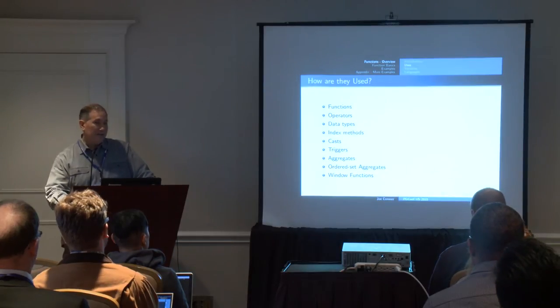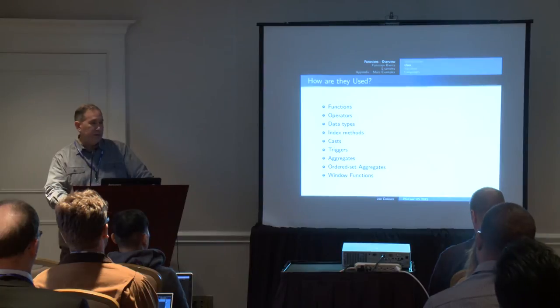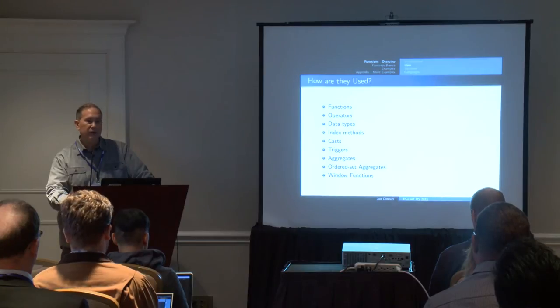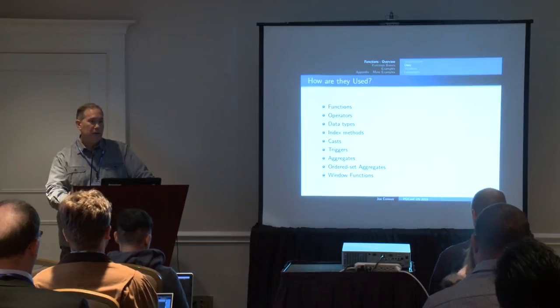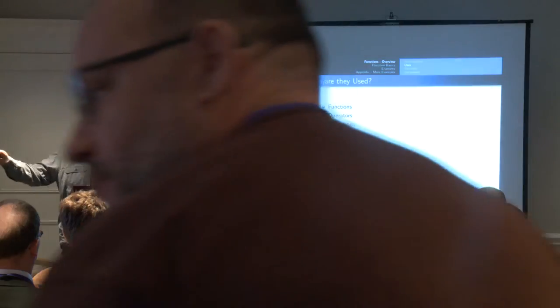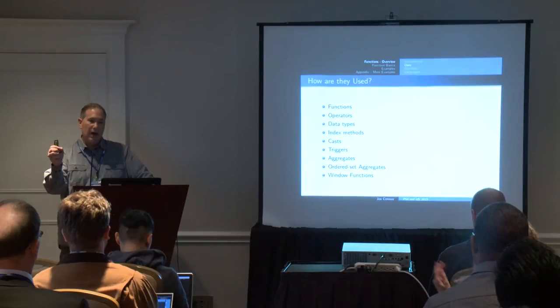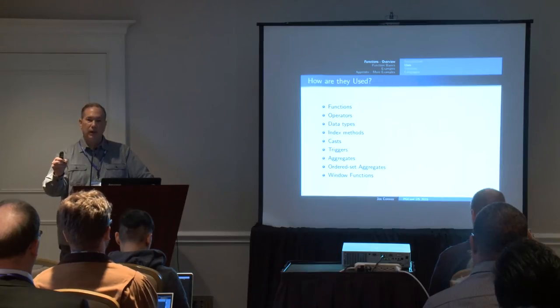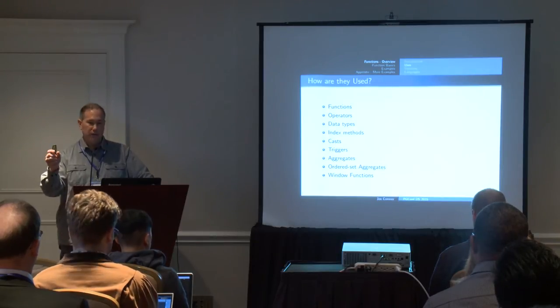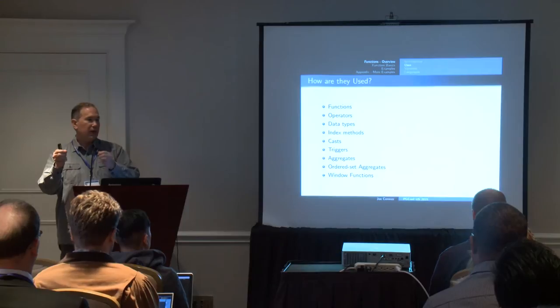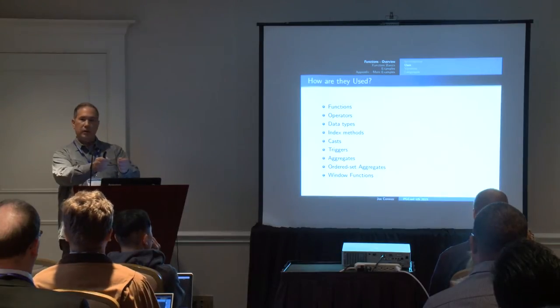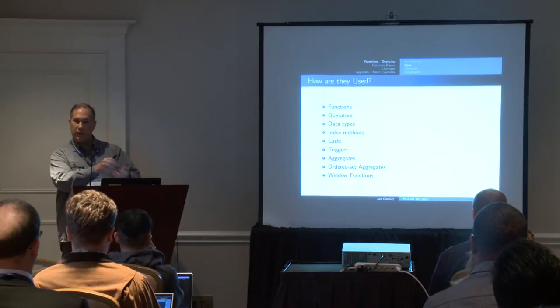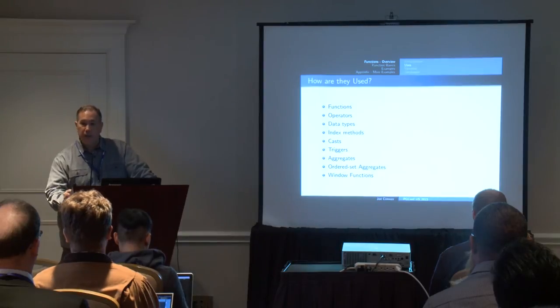This is not an exhaustive list, but it's a pretty good list of the things that are implemented underneath the covers by functions in Postgres. So when you use the plus operator to say 1 plus 1 equals 2, that plus operator actually has a function that implements it. When you call 1 plus 1, the arguments on either side of the operator get fed to that function as the two arguments, and then it returns a value, and that's how you implement the plus operator.